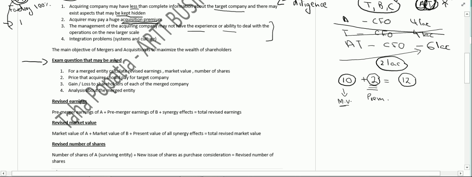Number 1, for a merged entity, calculate revised earnings, market value and number of shares. For example, A and T are two companies and their current earnings are 5 and 6. Therefore, their total earnings pre-merger are 11. But as we saw in our CFO example, we were able to save 2 lakh rupees. Let's say this is 11 lakh. We were able to save 2 lakh rupees every month.